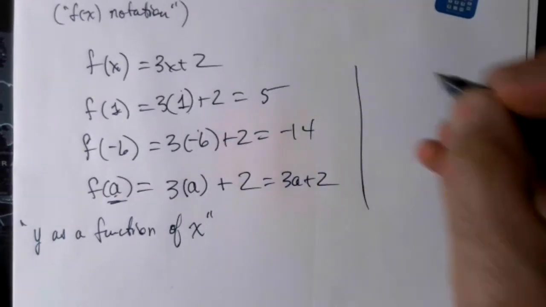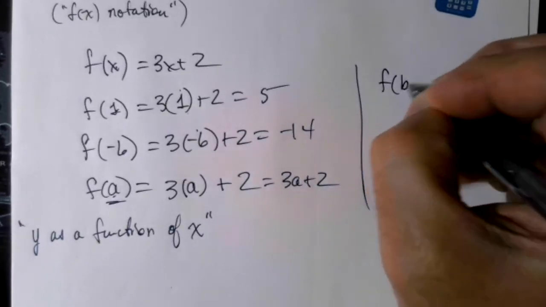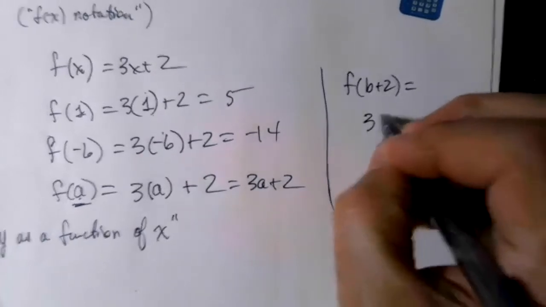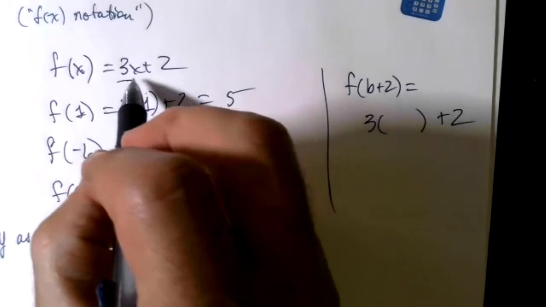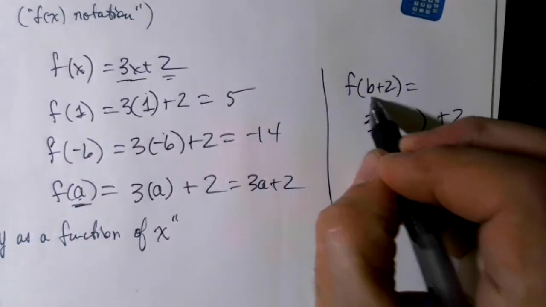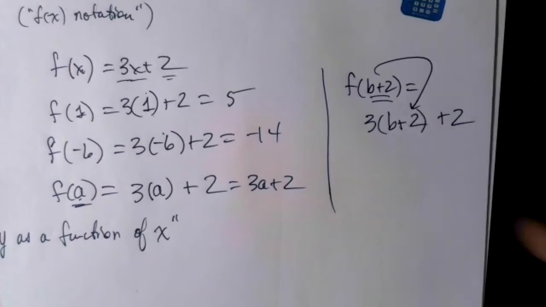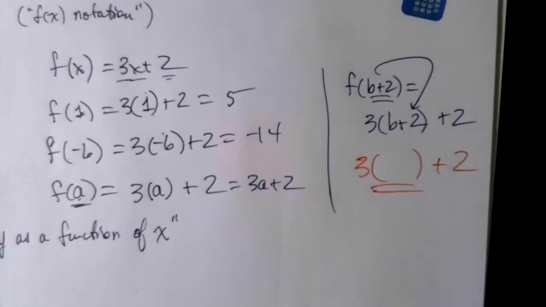Now, one more of these. If I do f of b plus 2, then that means I'm going to do 3 times whatever that was, plus 2. So it was 3x plus 2, so I have to replace the x with whatever was in there. And this can get a little tricky, but my advice is replace the x with parentheses and then go back and fill it in. Okay, that's how I would handle that.